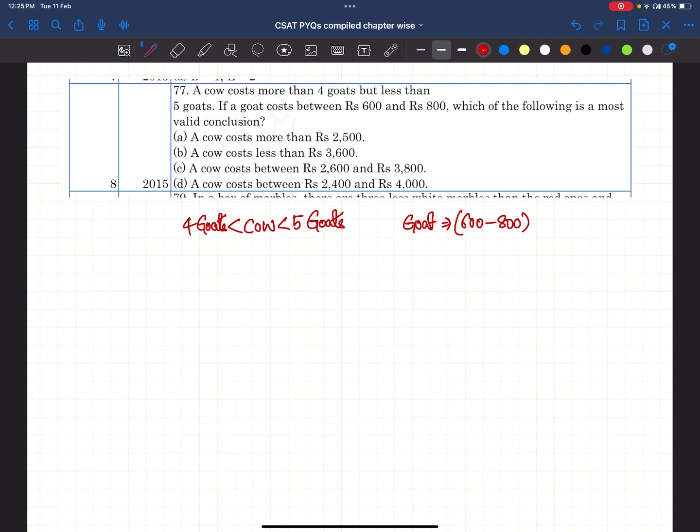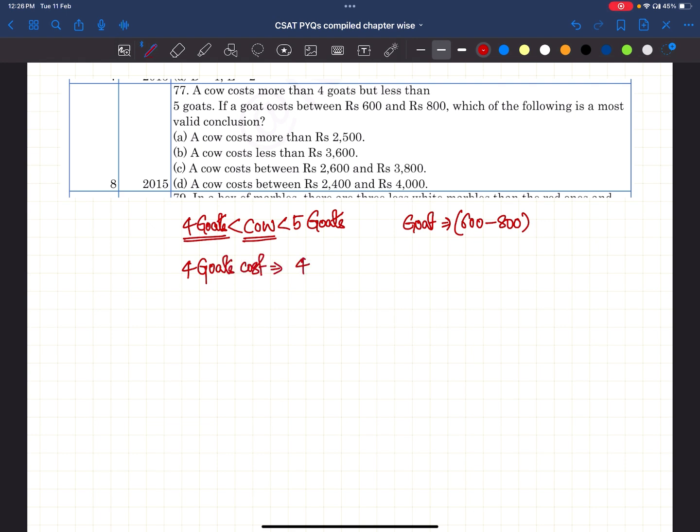Which of the following is the most valid conclusion? Now we have to find the approximate range of the cow. Now let's see. How much do 4 goats cost? We'll find out what 4 goats cost.